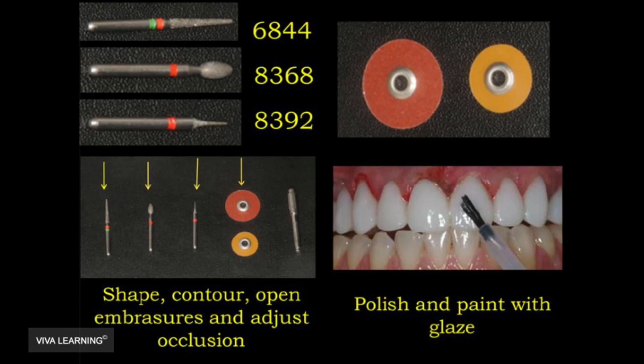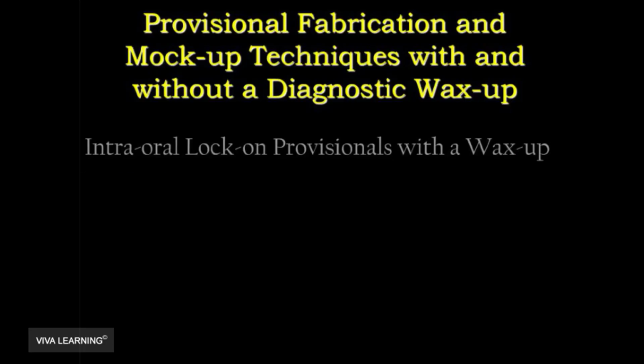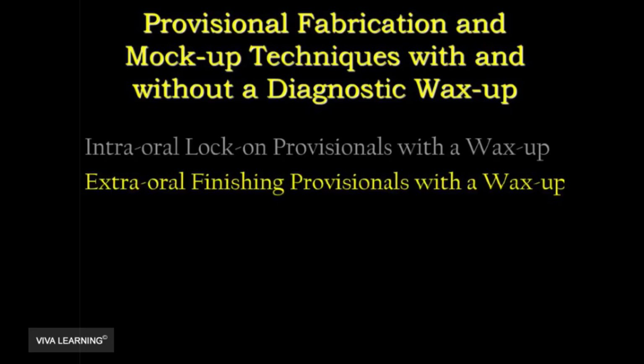After we've got everything shaped the way we want, we'll go ahead and lightly dry these, and then we'll paint a glaze. And here we are painting our restorations with a glaze. Here are the final temps, just to look at what they can look like. So this is the information that we're going to send to the laboratory and we're going to use for patient feedback. So the next technique we're going to look at is the extra-oral finishing.